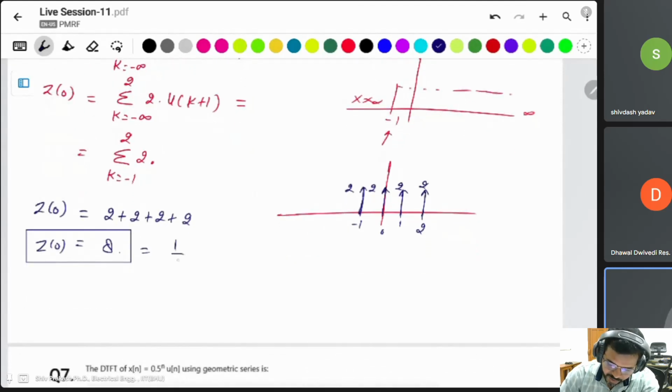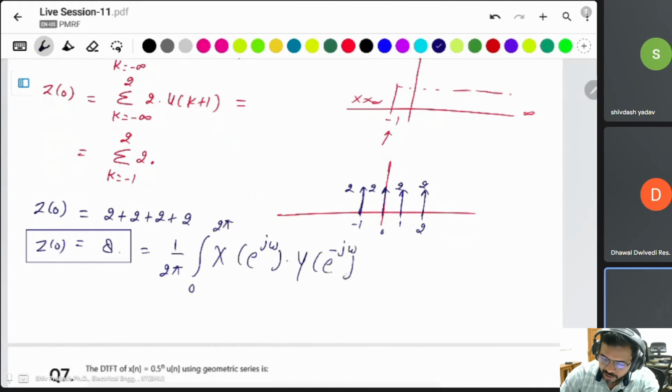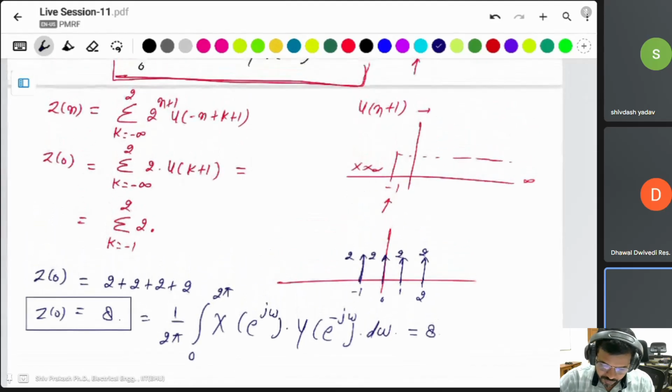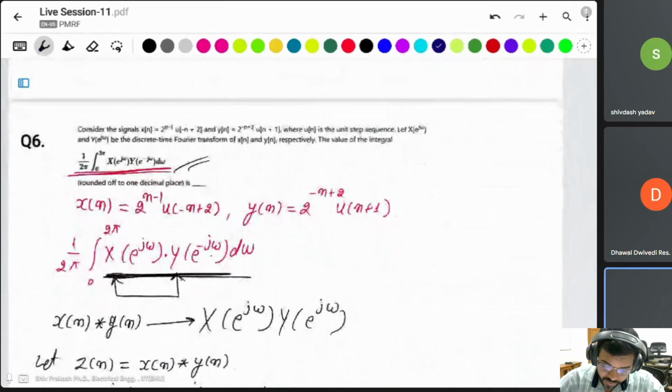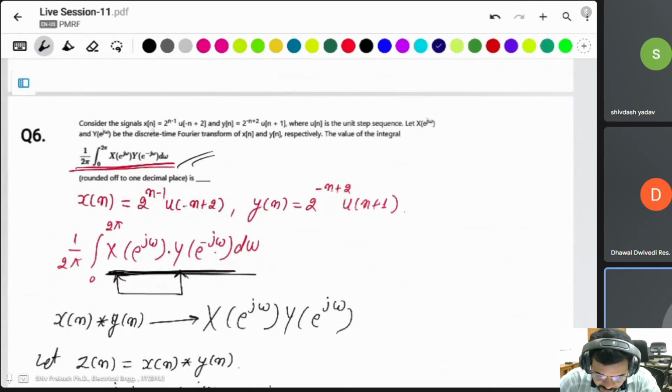And this one, 1 by 2π integration from 0 to 2π of X(e^jω) into Y(e^-jω) dω, is equal to 8. You can repeat this question. The question gives only x[n] and y[n], and is asking about 1 by 2π from 0 to 2π of X(e^jω) Y(e^-jω).